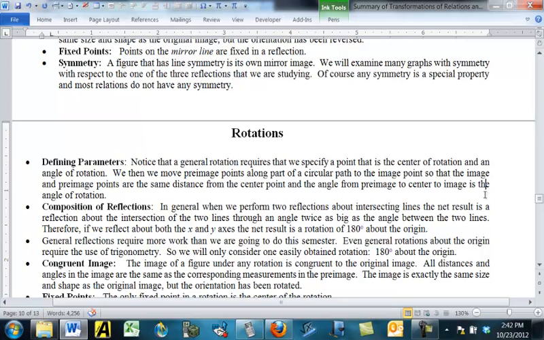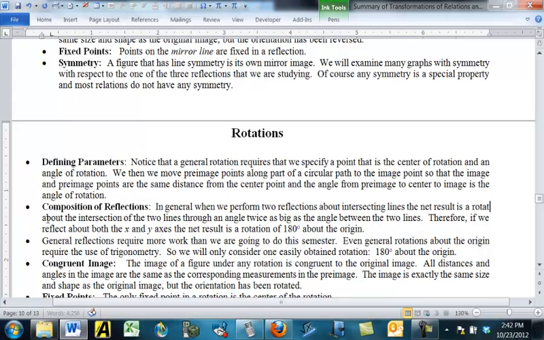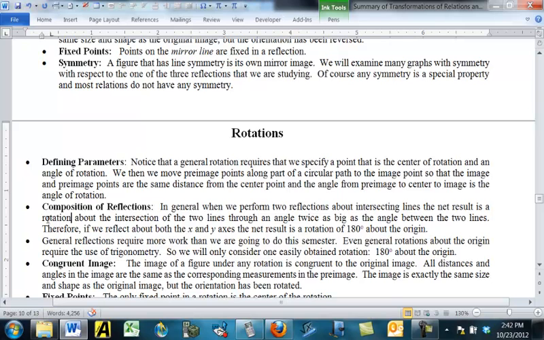In general, when we perform two reflections about intersecting lines, the net result is a rotation about the intersection of the two lines through an angle twice as big as the angle between the two lines. Therefore, if we reflect over both the x and y axes, the net result is a rotation of 180 degrees about the origin.